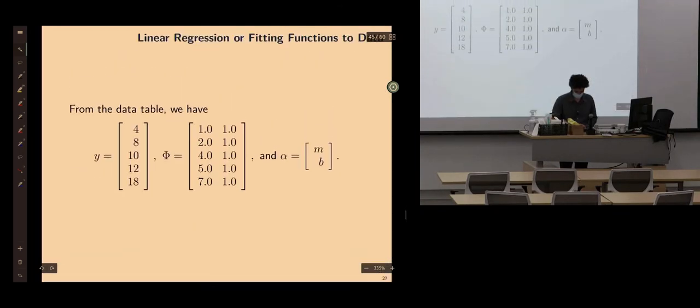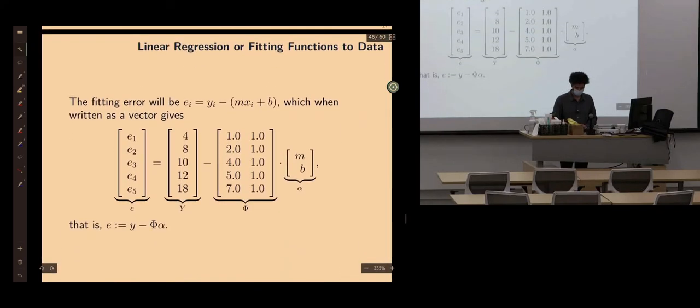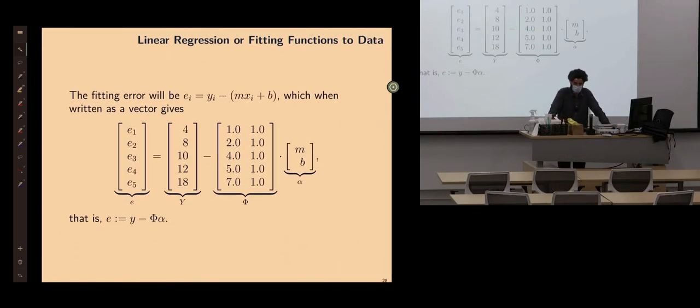Okay, so we have y, we have phi, we have alpha. What should we do? Well, we know that this is a linear system of equations. From the look of it, from the plot, we already know that there is no exact solution here. Let's define the error for each row, and then we stack them, and then we have our vector of error, which is the same as saying the error is y minus phi times alpha, right?